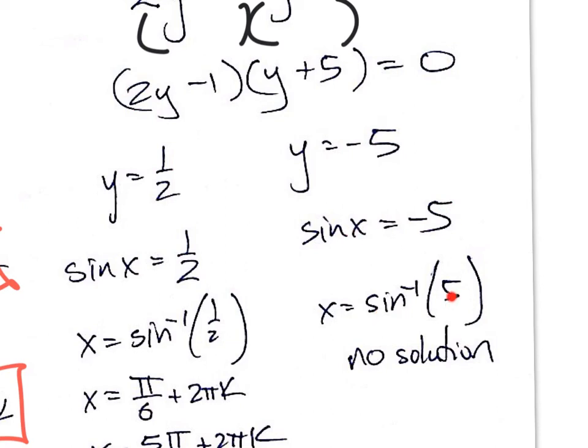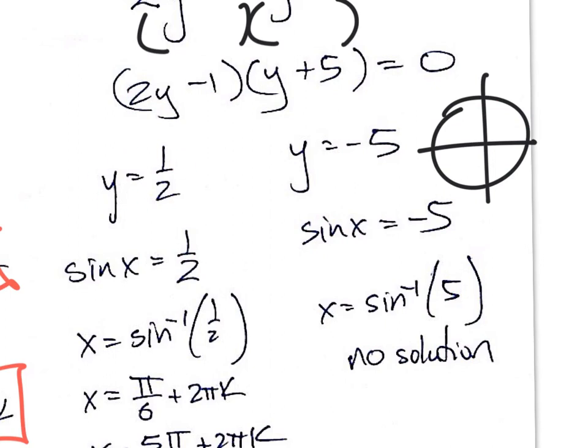So this is no solution, right? Within the unit circle, the largest value that sine can have is 1, and the largest negative value that sine can have is negative 1. So negative 5 would be way down here. That's way off the unit circle. No solution for this part of our equation, not for the entire thing.